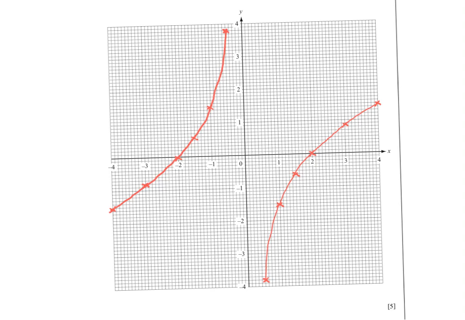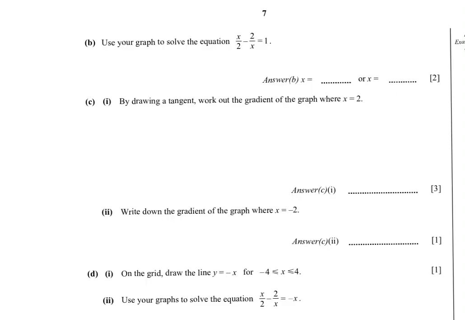Now we can answer the questions for the graph. First, use your graph to solve this equation: x over 2 minus 2 over x equal 1. X over 2 minus 2 over x, this is our curve. When our curve equal 1, this means when y equal 1. To solve this equation or any similar to it, draw the horizontal line y equal 1, because x over 2 minus 2 over x is y.